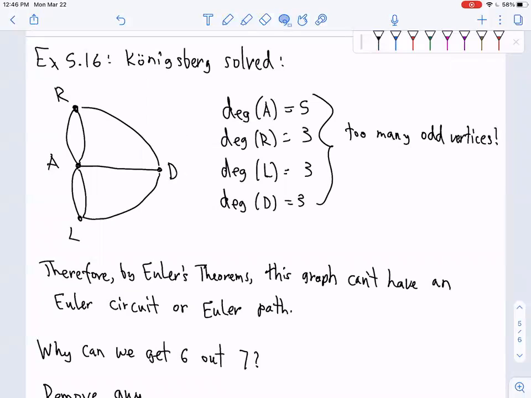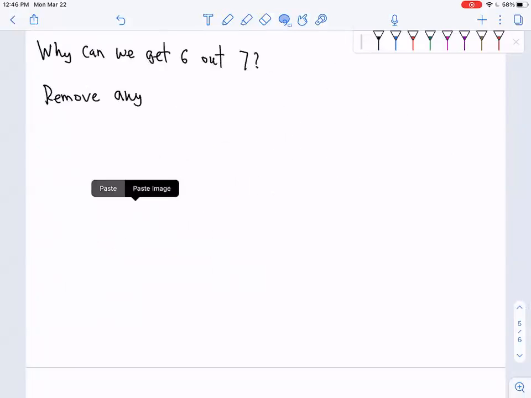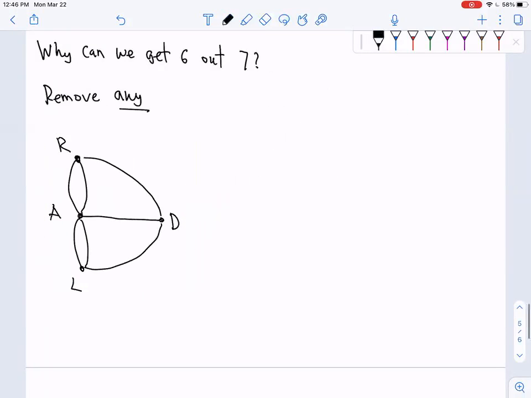Here, I'm gonna copy this again. Remove any edge. And like any good magician, I'm going to use audience participation. So what I want someone to do is either out loud or in the chat, just tell me which edge to remove. I'm going to remove one edge here. R to D. Sorry, I didn't catch that. R to D. Okay, let's do R to D. Okay, so we're going to remove R to D.